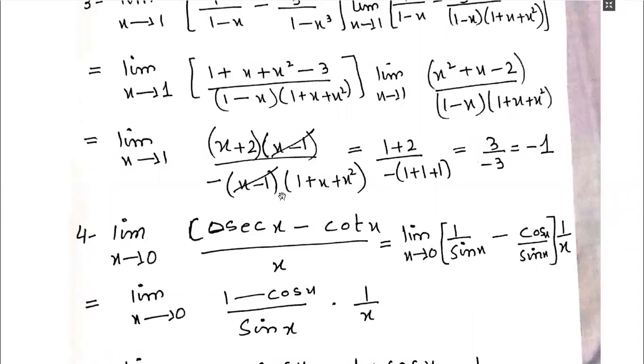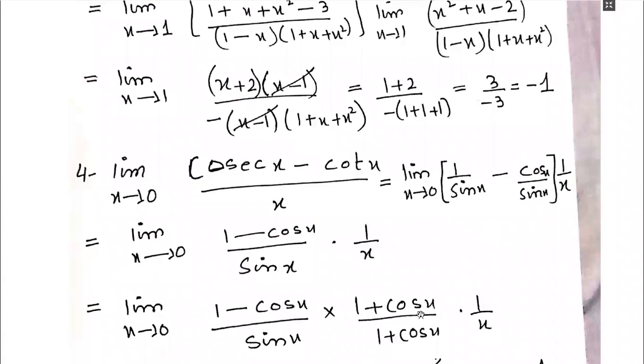If we apply the direct limit as x tends to 0, again we get 0 upon 0. So this problem equals the limit as x tends to 0 of (cosec x minus cot x) times 1 upon x, where cosec x is 1 upon sin x and cot x is cos x upon sin x. Again you take the LCM, which is sin x. Again sin x, so 1 minus cos x over sin x, into 1 upon x, is the same.